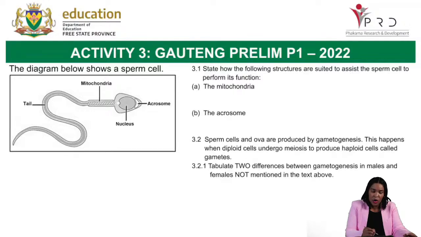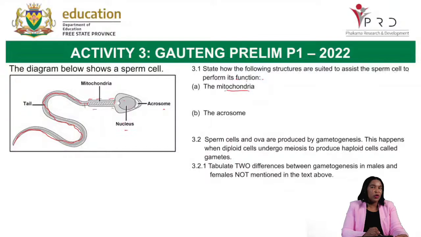The diagram below shows a sperm cell. So there is your tail. You see the tail. They have just emphasized it by drawing an S tail to show you that it is long. And then the mitochondria in the middle piece there. And then your head consisting of the nucleus and the acrosome. Now, state how the following structures are suited to assist the sperm cell to perform its function.